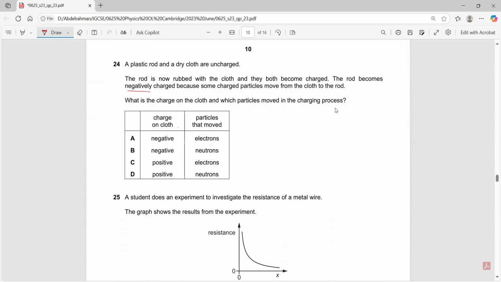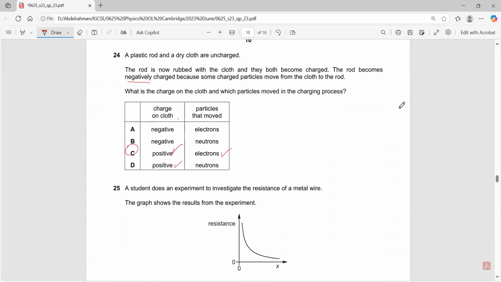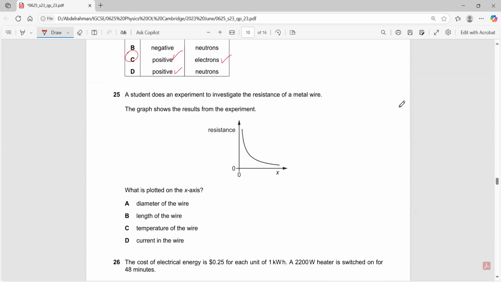The charge on the cloth has to be positive since the other one is a negative charge, and the particles that have moved are the electrons. You cannot move the neutrons or the protons. Even if you move the neutrons, it doesn't affect the charge.